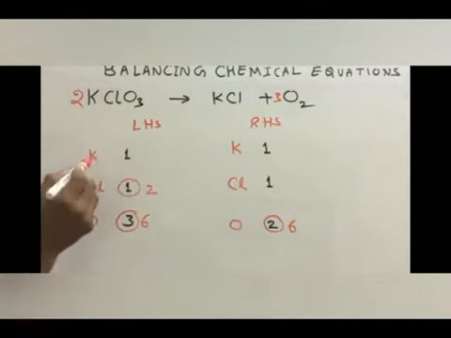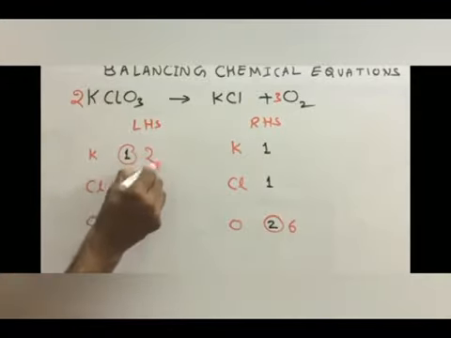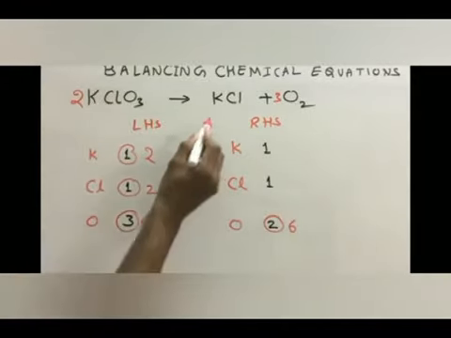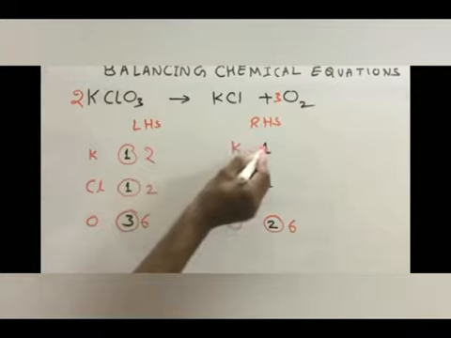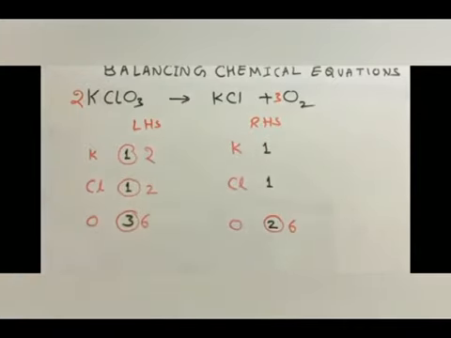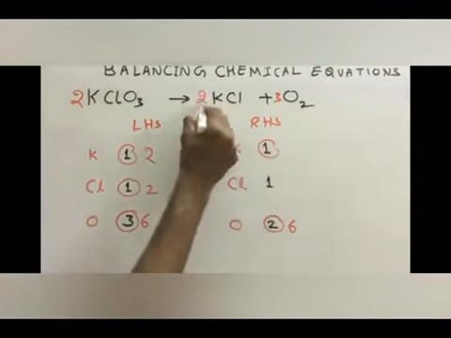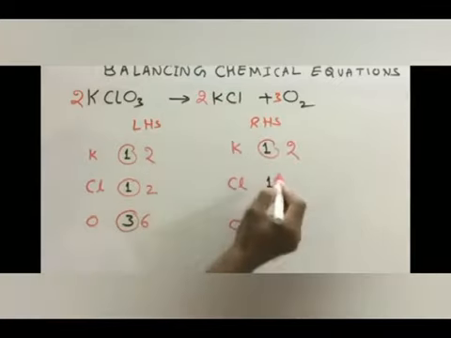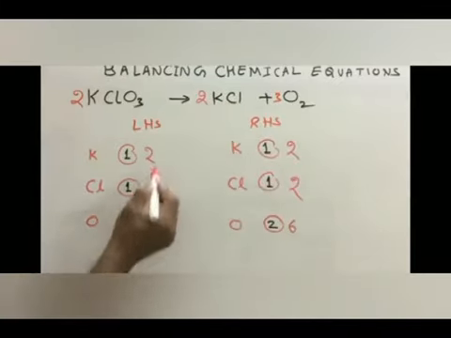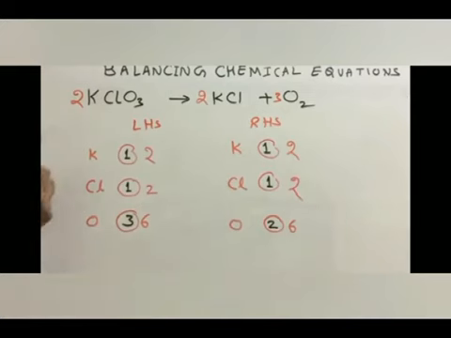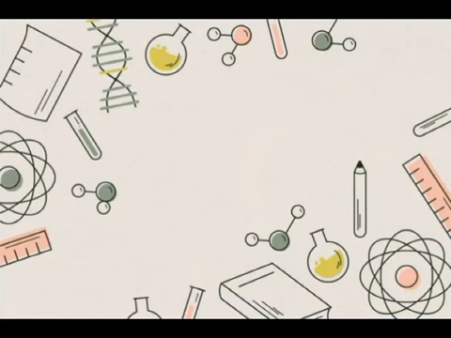Okay, now potassium became 2, chlorine also became 2. So come to the right side, it is 1. How to make it as 2? 1 into 2, 2. Multiply in the coefficient. So now potassium became 2, chlorine also became 2. Now 2 to 6, 2 to 6. All the elements are equal on both sides.